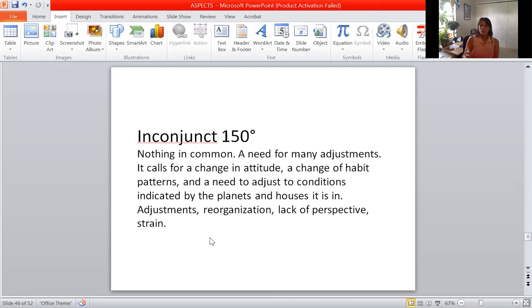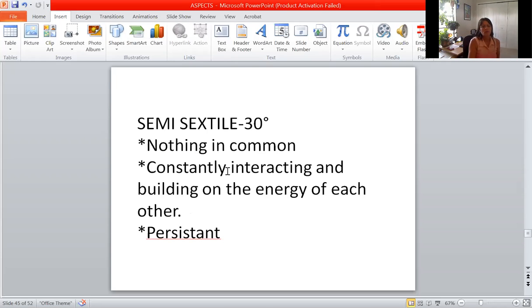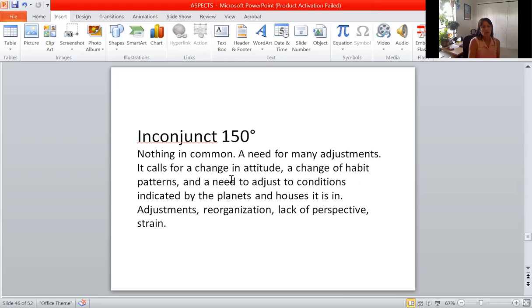The inconjunct is very similar to that 30-degree one, because it's the same thing. It's nothing in common either. But it's on the other side of the chart, where the semi-sextile is right next to each other. I'll show you in a minute. So again, there's nothing in common. It's a need for adjustments. It calls for a change in attitude, a change of habit patterns, and a need to adjust to conditions indicated by the planets and house. So adjustment, reorganization, lack of perspective, strain, because there's nothing in common.